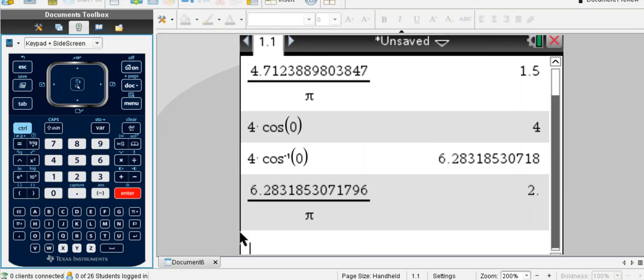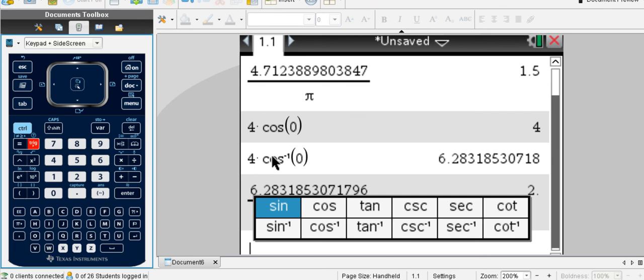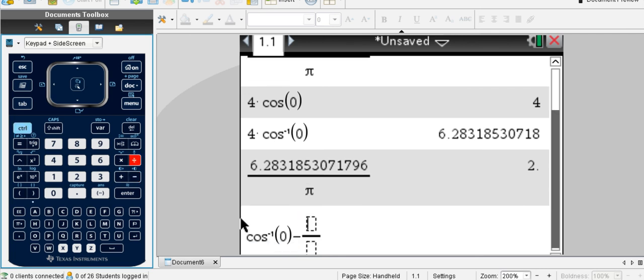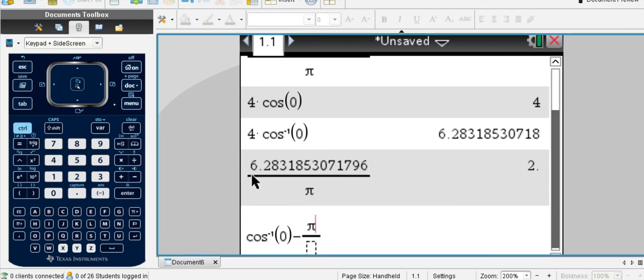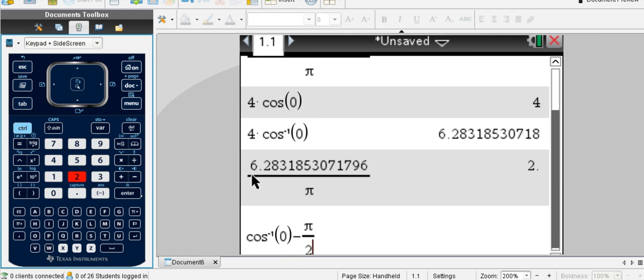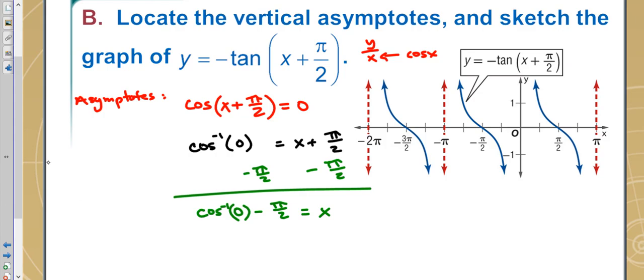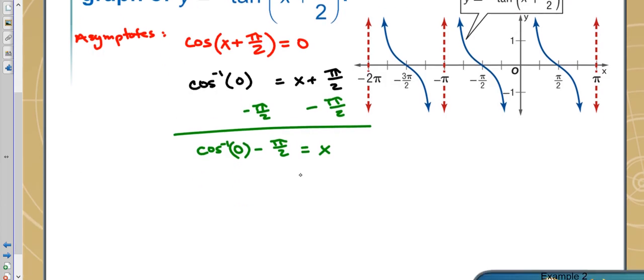So let's go over to our calculators. Cosine inverse. I'll make sure I do it correctly this time. Cosine inverse minus pi divided by 2. I press enter, and I get the value 0. So that means I should have a vertical asymptote at 0. Let's check the graph. They didn't even put this one there. They should have. We should have one.